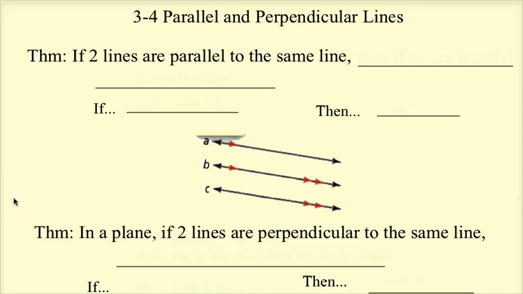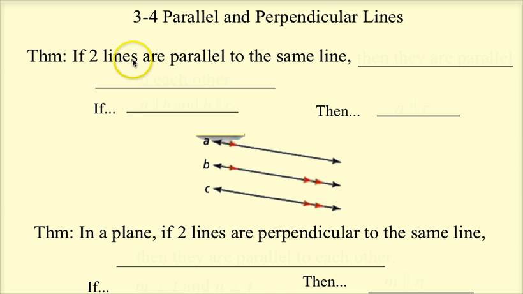This is lesson 3-4, parallel and perpendicular lines. So we already defined parallel and perpendicular lines. These are just going to go over 3 theorems that we can use to do some problems. And most of them, they're common sense type theorems.